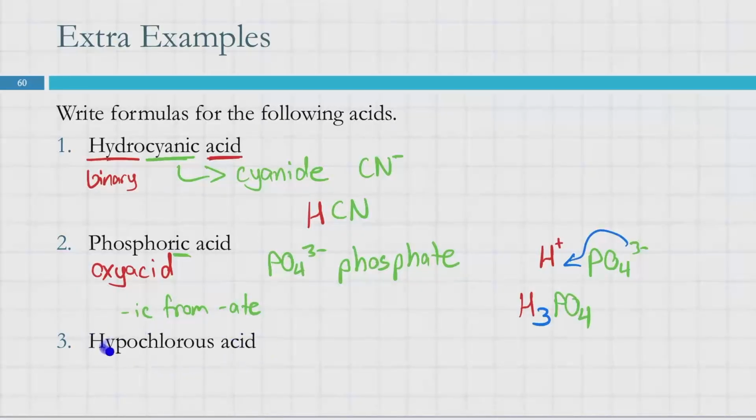And then we've got hypochlorous acid. Hypochlorous acid is also an oxyacid. The hypochlorous, the chlor base, should make us think chlorate. ClO3 minus is chlorate.